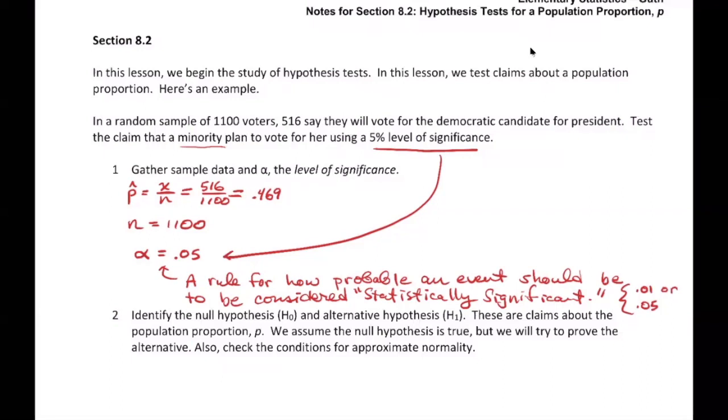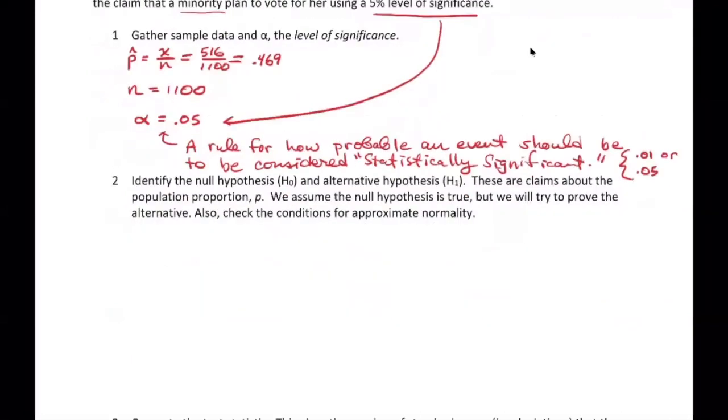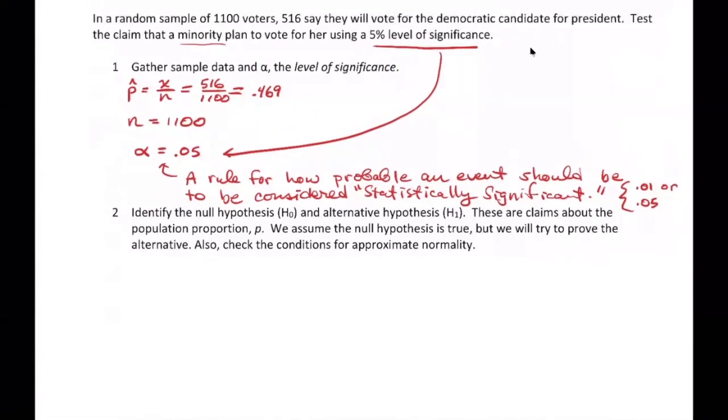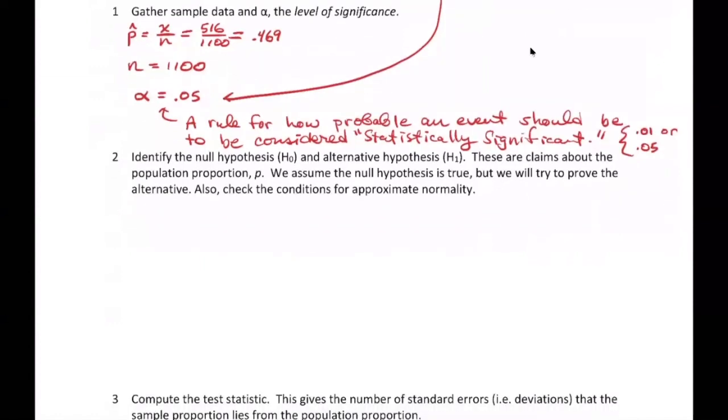So that would be 5 times out of 100 or 1 in 20, which to me is almost not as significant anymore. So normally we don't go much larger than 0.05, but it's up to the researcher. And there are reasons for picking larger values for this Greek letter alpha, the level of significance, which we'll talk about.